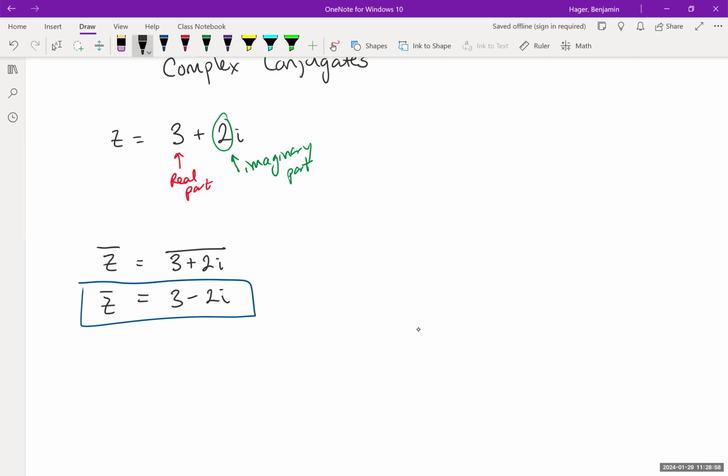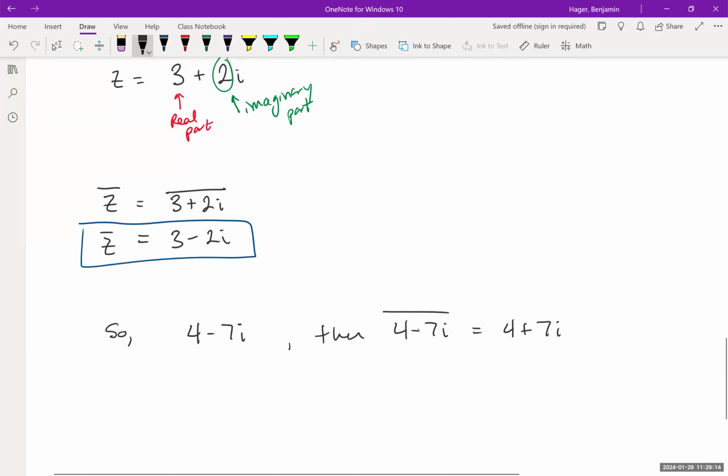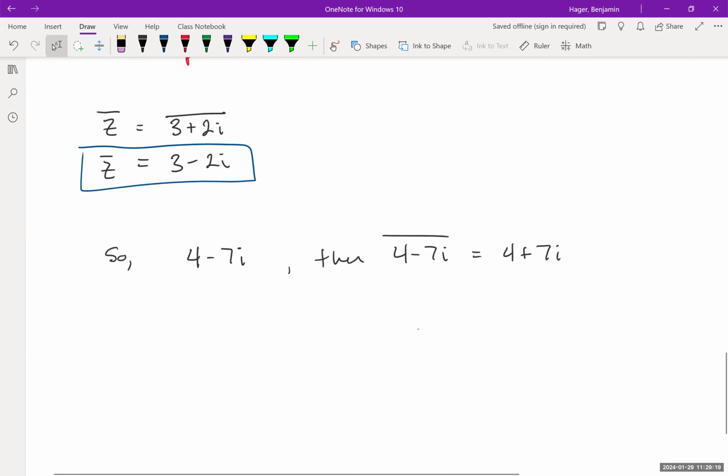Okay, so if we have 4 minus 7i, then the conjugate of that is going to be 4 plus 7i. All right, so to find a conjugate of a complex number, again, the real part stays the same. The imaginary part changes signs.